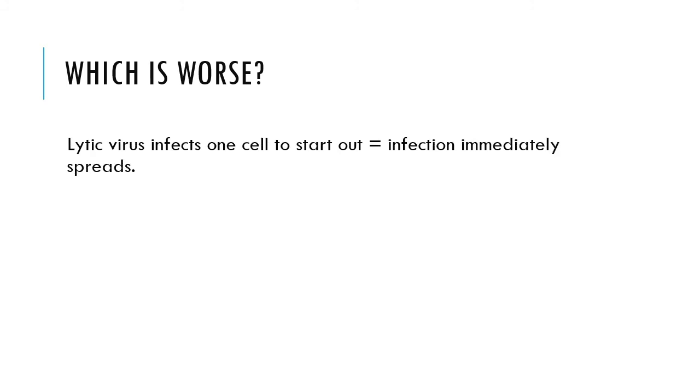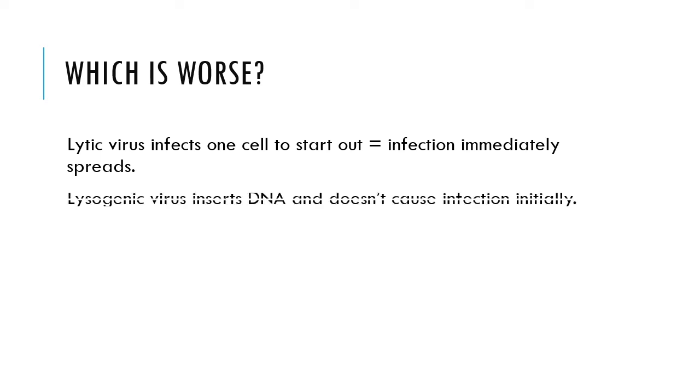So which is worse? Is it lytic? Is it lysogenic? Let's take these step by step. So in the lytic cycle, the virus infects one cell to start off with, and the infection immediately spreads throughout the body. That's not very good. In the lysogenic cycle, the virus inserts its DNA and it doesn't cause infection initially. Great, hidden infection that doesn't really get me sick.